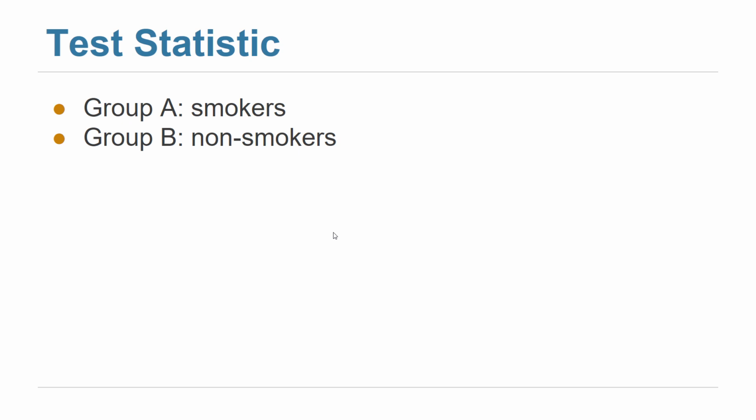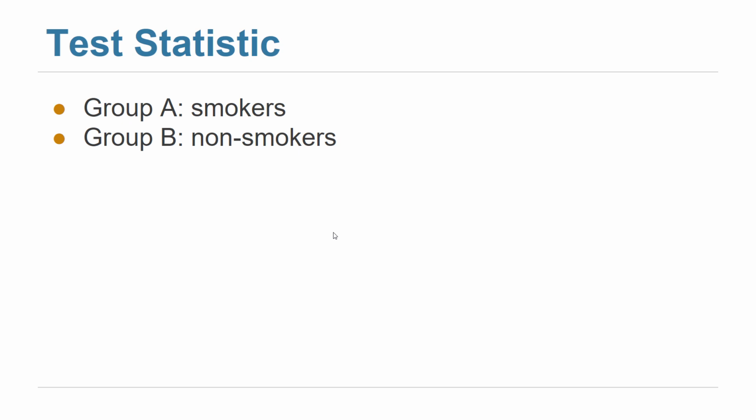The next step is to determine the test statistic. Remember that we have two groups, A and B, A the smokers and B the non-smokers. What could be a reasonable test statistic? We want to compare between two groups, right? What should we compare? We are comparing the average weight of one group versus the other, and we want to see if one specifically is less than the other.